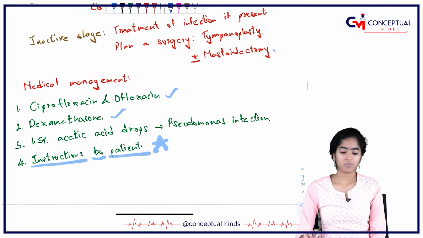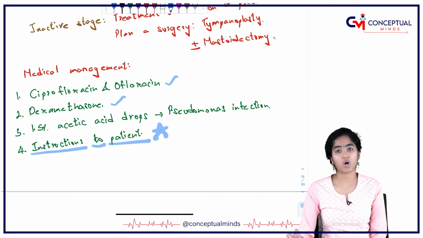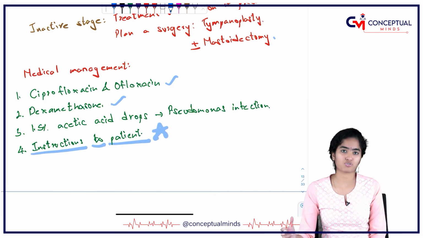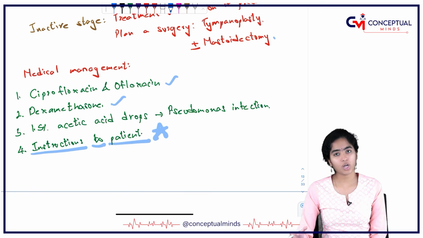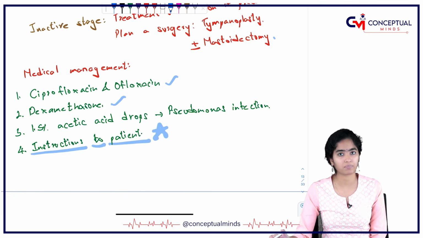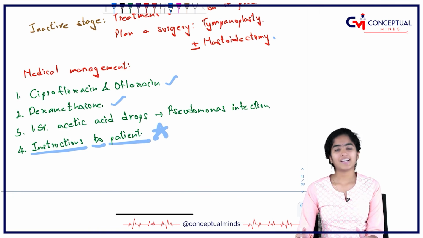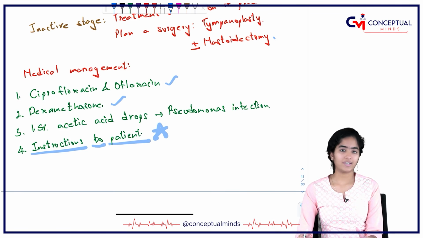And surgical management, as you know, is myringoplasty, or if the ossicles are disrupted, ossicular chain reconstruction, a middle ear reconstruction surgery is required. If at all a polyp is present, it has to be snared or cut, but never avulsed. So this is about tubotympanic type of CSOM. Let us look at atticoantral type in the next video.